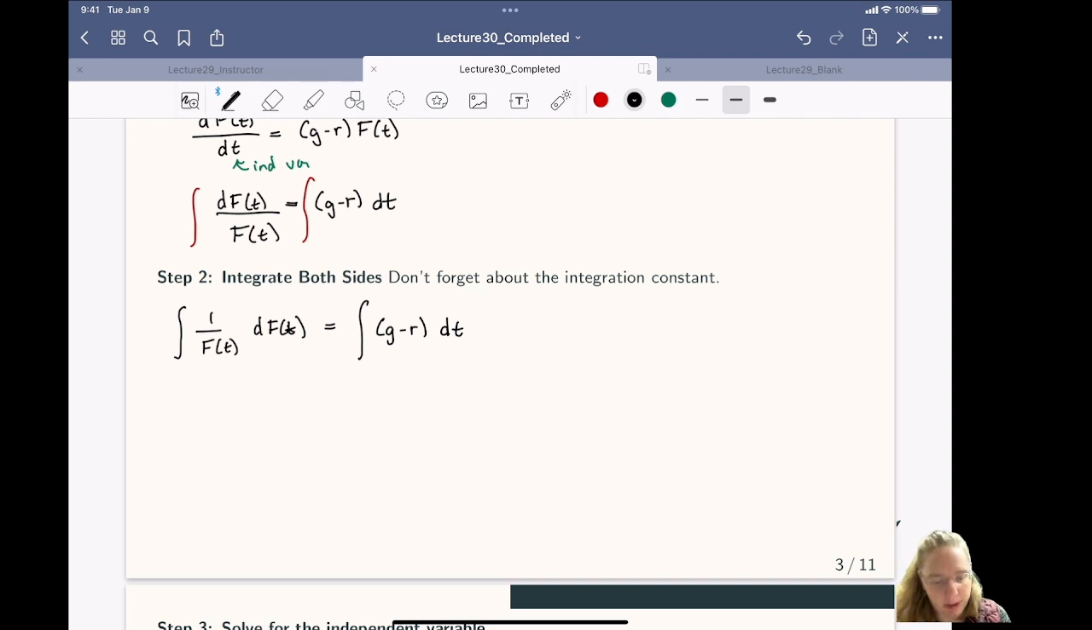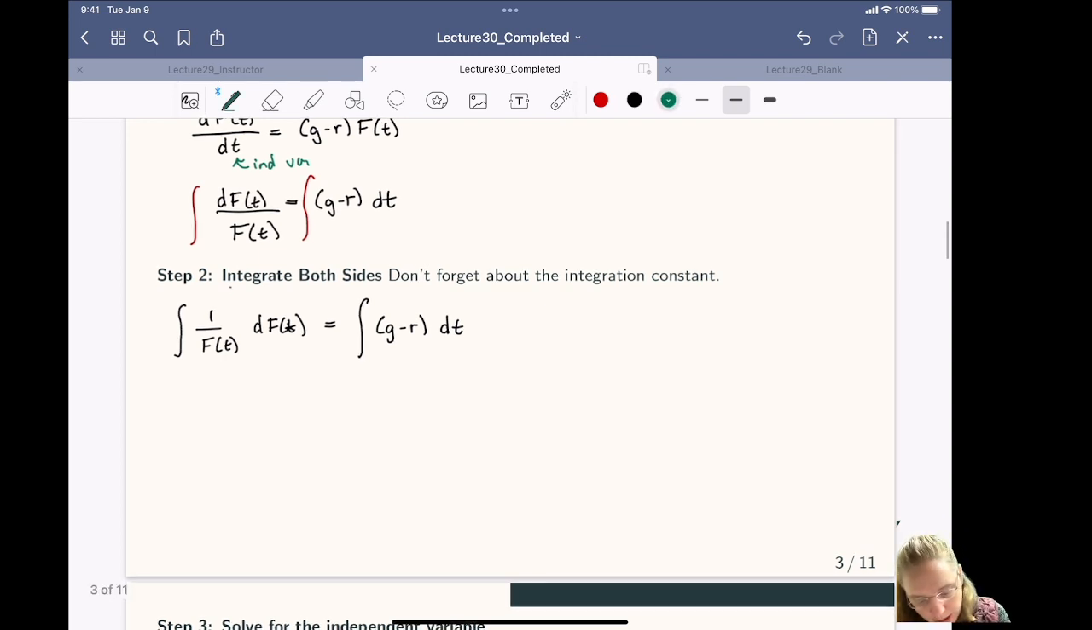Now, we just do some integration. We know how to integrate 1 over x dx. That is equal to the natural log of x. So simply, we have the natural log of f of t. Now, don't forget your integration constant. We're going to put a little integration constant c1 there.